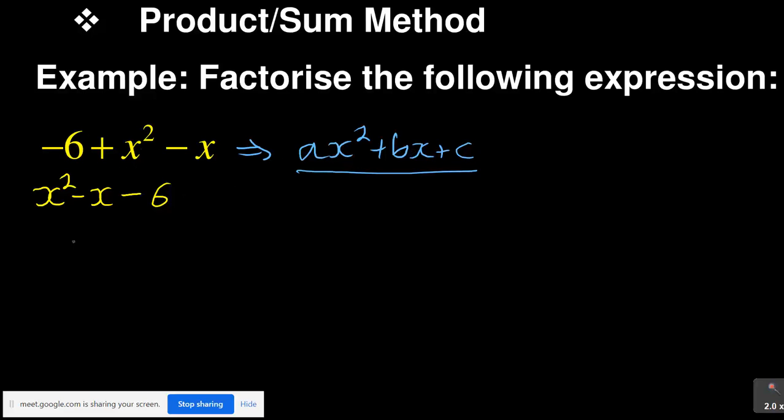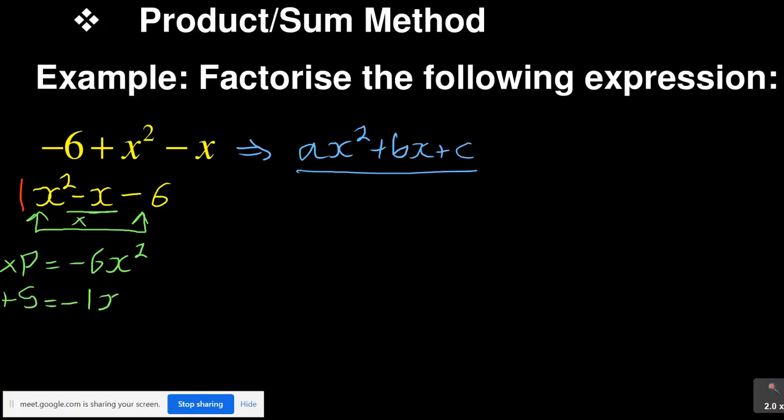Alright? So the next thing, we do the product. Remember, there is a 1 here. So now if I'm doing my product, you multiply that and that to get my P. So 1 times 6. So my product is negative 6x squared. And then the sum. Remember, the product is multiplying. The sum is addition. So what is the sum? It is the center number, which is negative 1x. So now what are the factors?